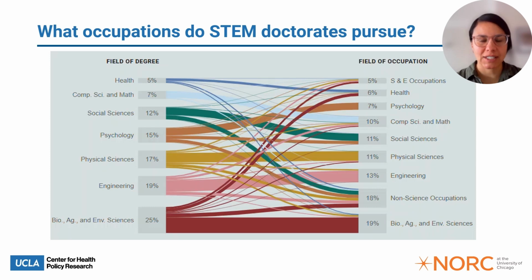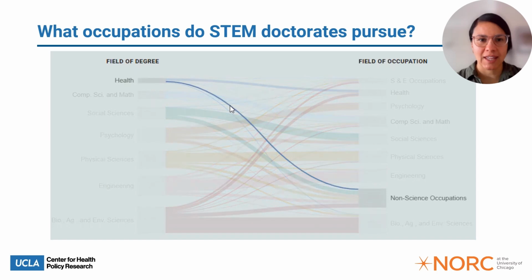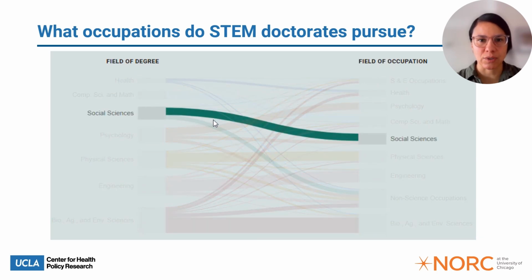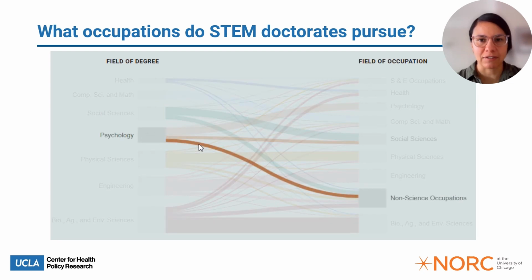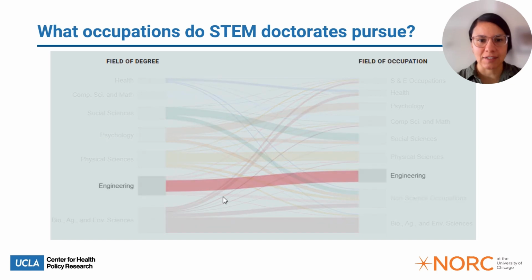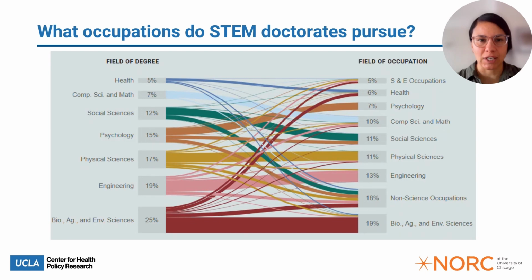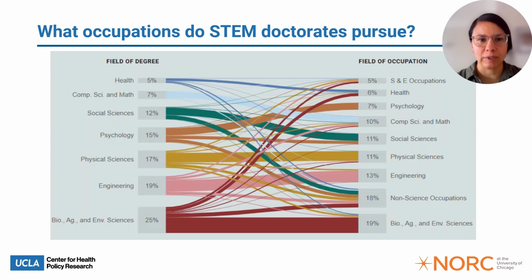The following is an example of an interactive Sankey diagram. This is from data of the Survey of Doctorate Recipients. The interest here is to look at what occupations STEM doctorates pursue. On the left, we have the field of degree. On the right, we have the field of occupation. The lines are connecting the two, and the thickness of the line represents the proportion of people in each category. This is a good example representing multiple outcomes for multiple groups.